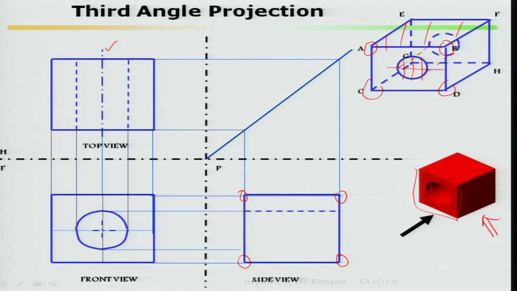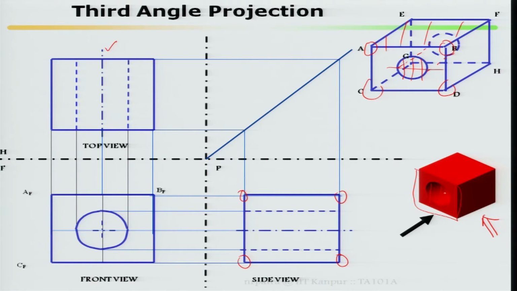Once I am looking at this, again this hollow face or this circle throughout, I cannot see it. So, this will be a dotted line. Here it is a dotted line, then the center line has to be marked. This completes your third angle projections.